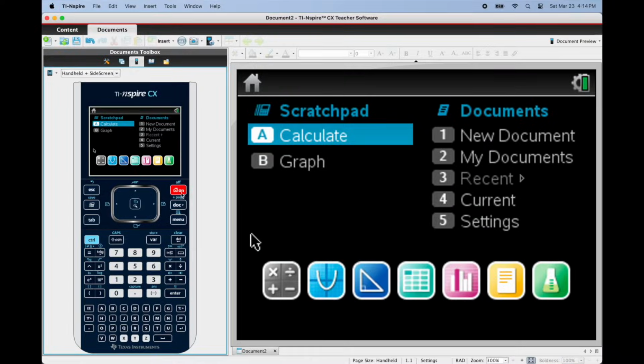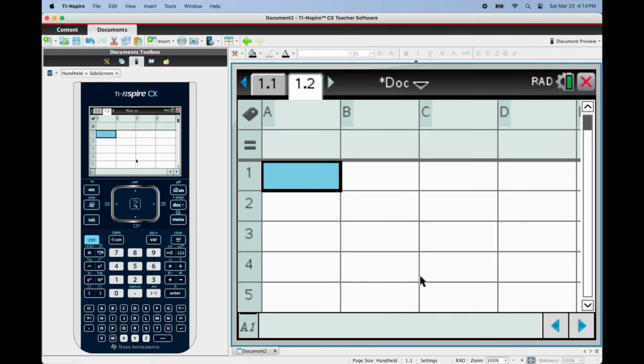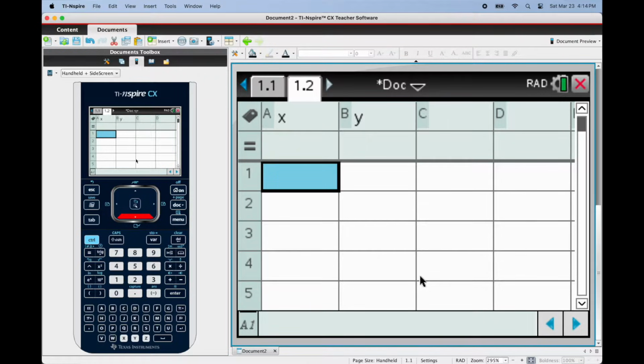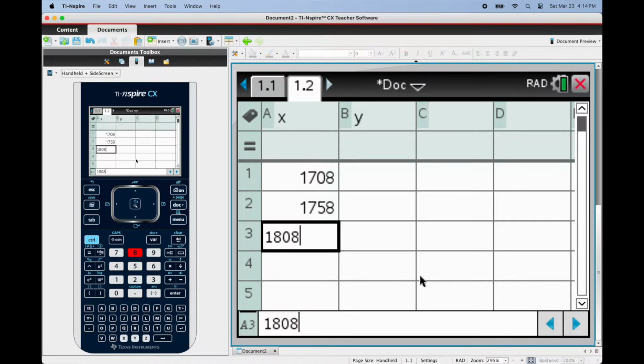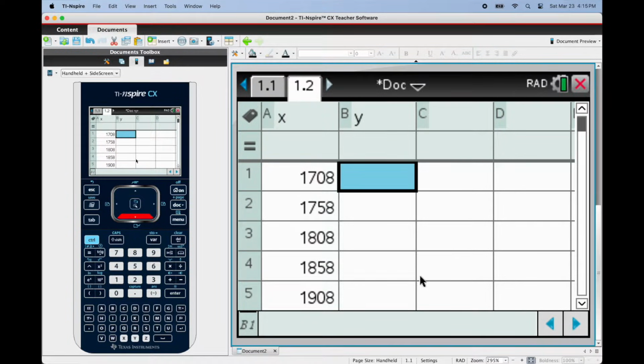All right, menu, spreadsheets, and we'll input the data that we have in our original table. So if we have x and y, x corresponds to our years. So 1708, 1758, and these were just at 50-year intervals, 1808, 1858, 1908, 1958, and 2008. And then we have the corresponding temperatures at those given times. So 8.73, 9.22, and so on.